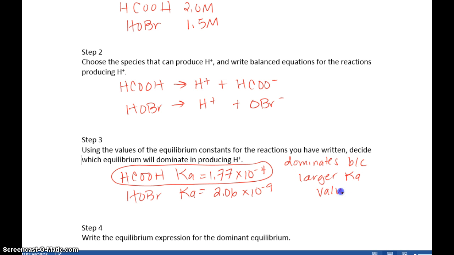It has nothing to do with the concentration. It has the larger concentration, but that wouldn't matter. It totally has to do with comparing the Ka values. And so it says using the values of the equilibrium constants. That's why we've been doing this step 3. Up until now, we haven't had to make a decision, but now we finally did.